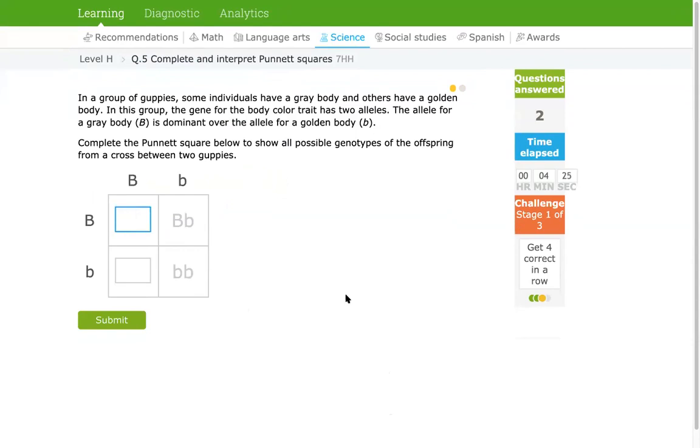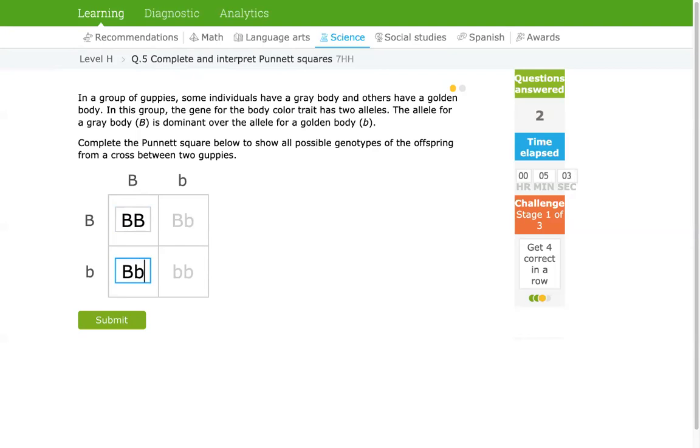Now it has one for guppies. And this one, I'm going to have you tell me the answers. You can put it in the chat box. What would this be with the gray body being dominant and a golden body being recessive? When we put these two B's together, what is that? All right, awesome. Capital B, capital B. Homozygous. What about these two? What is the second one going to be? And you always put the capital letter first. That's right. Capital B, lowercase b.